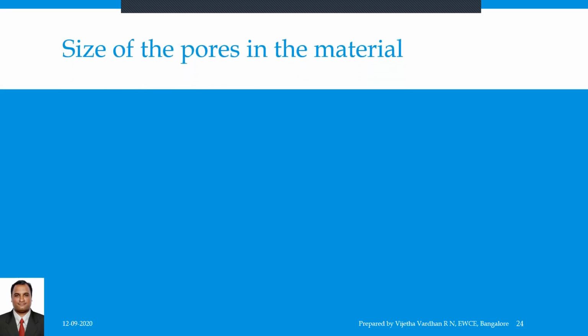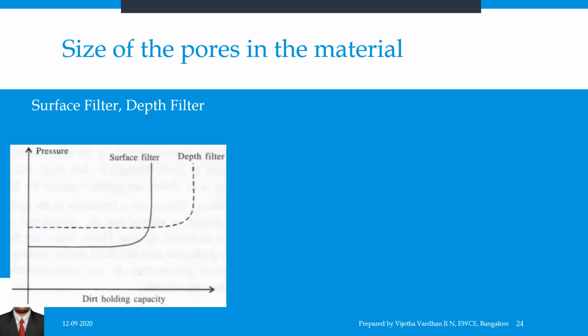Then coming to the sizes of the pores in the material, there are two types of filters based on the size of pores in the material. One is called the surface filter, and the other is called the depth filter. What is called a surface filter? Surface filters are simple screens used to clean oil passing through their pores. The screen thickness is very thin. Unwanted particles are collected at the top surface of the screen when the oil passes through it.